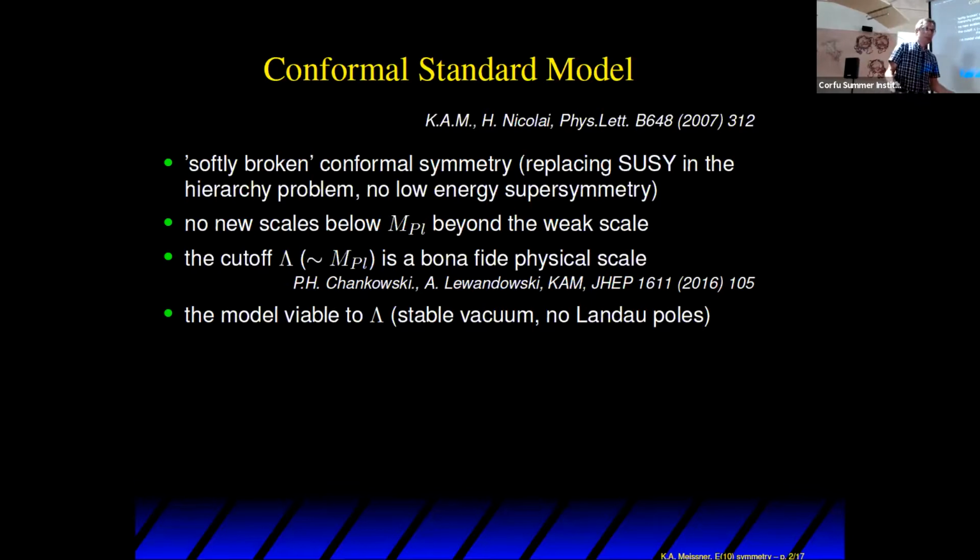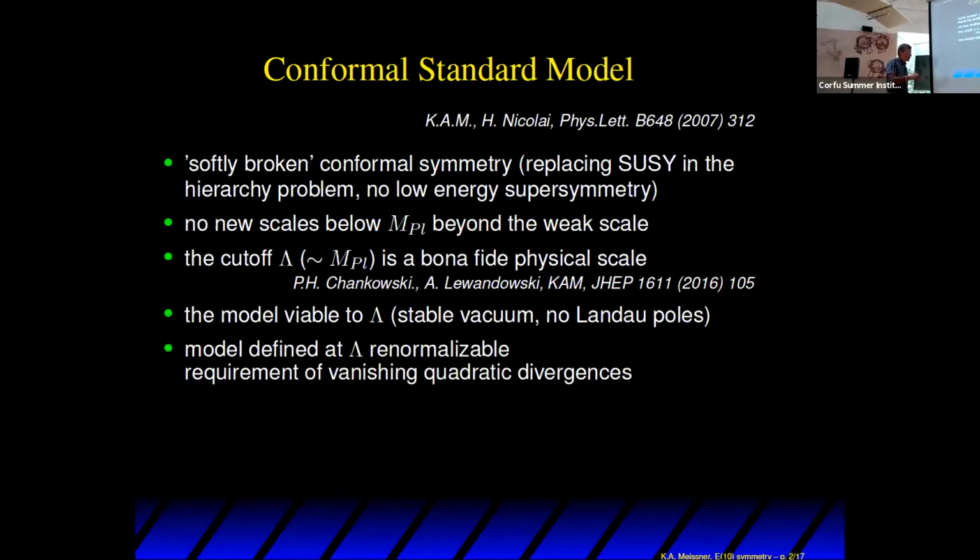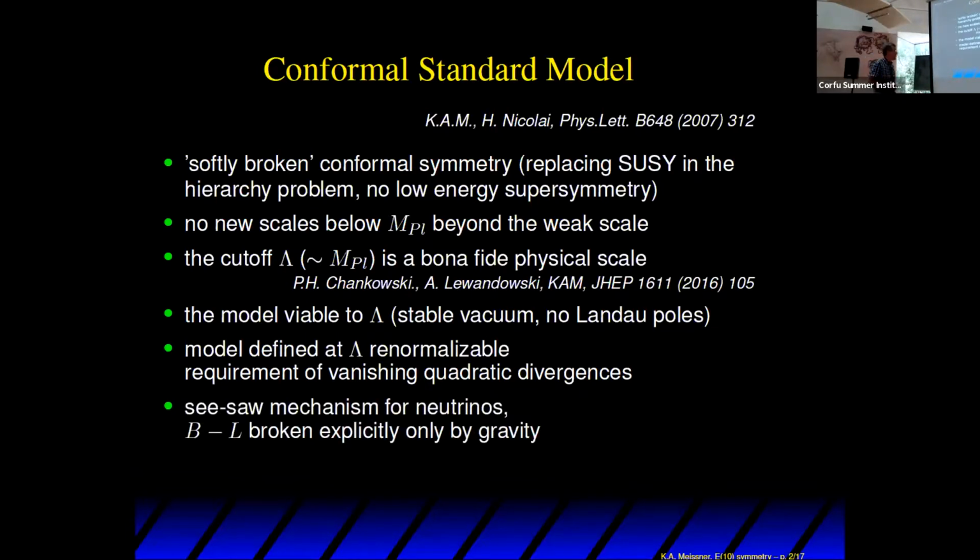We know that in the standard model it isn't. There are no Landau poles up to the Planck scale. The model is defined at lambda, at the Planck scale, and it is renormalizable there, and we require vanishing of quadratic divergences. That gives us two more constraints, which is important.